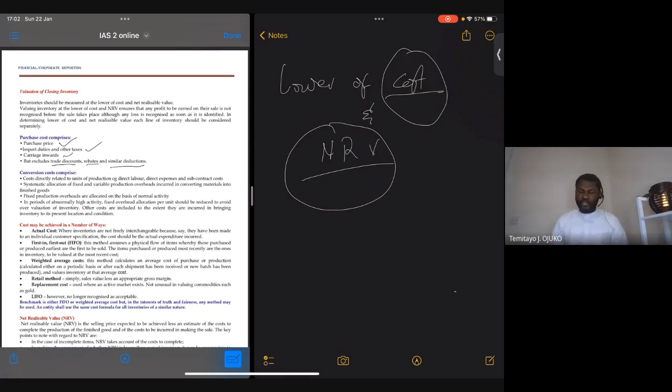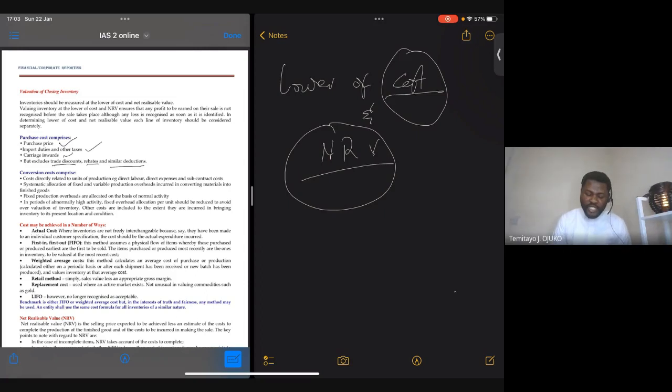And a typical example of your conversion cost is cost directly related to units of production, e.g., the labor, the direct expenses, and subcontract costs. These are things that should form part of your inventory costs. 2, systematic allocation of fixed available production overhead. 3, fixed production overhead. 4, in period of abnormally high activities, fixed overhead allocation per unit should be reduced to avoid any violation of inventory. Other costs are included to the extent they are incurred.